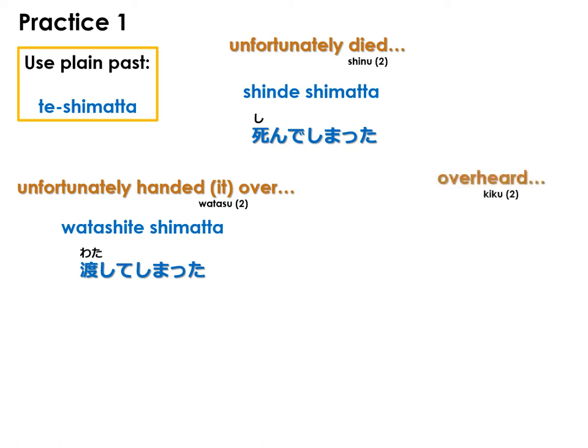Next one, to overhear or hear by mistake, hear by accident. In Japanese, kiite shimatta. You say this when you hear something that you shouldn't have.